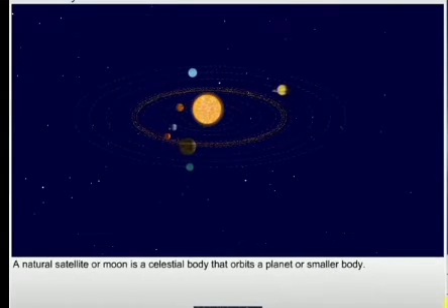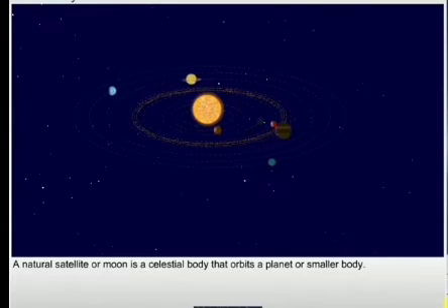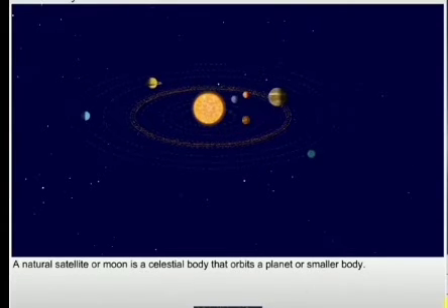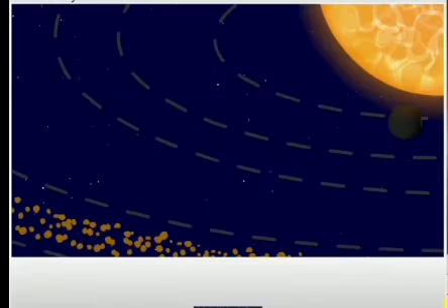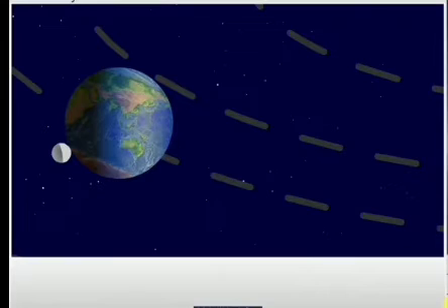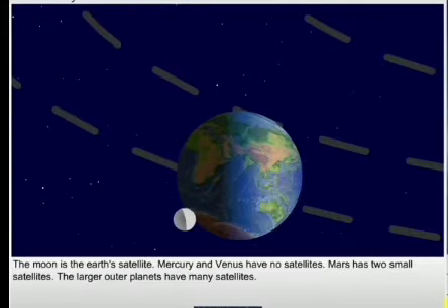A natural satellite or moon is a celestial body that orbits a planet or smaller body. The moon is the Earth's satellite. Mercury and Venus have no satellites. Mars has 2 small satellites. The larger outer planets have many satellites.